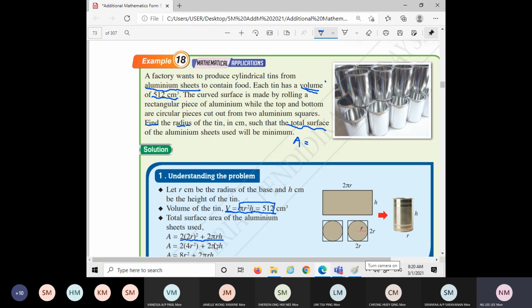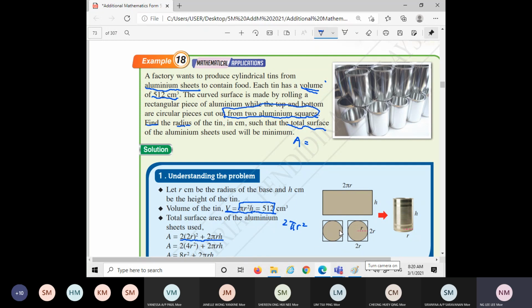Okay, 2R and then square is what? 2R square. Oh, this way. Because they say this one is cut out from the 2R aluminium square. If they didn't say this, I'm going to use the area of the circle, which is pi r squared, and then times 2, because top and bottom. But this is different. Oh, I didn't notice that. Okay, this is very important. You see?